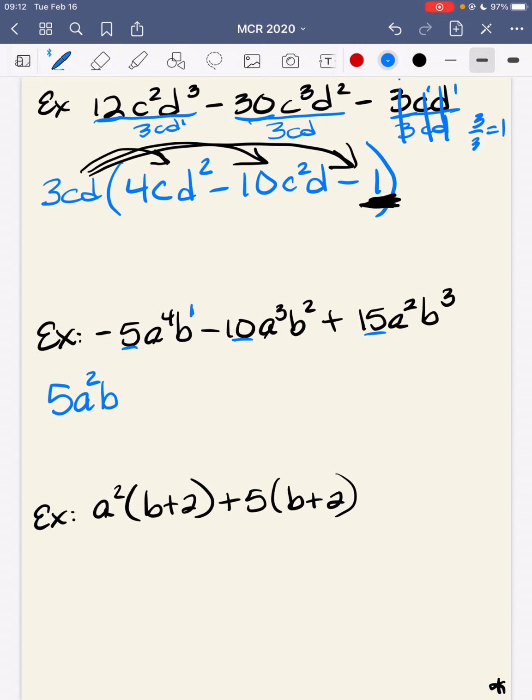But in general, when your first term is negative, we want to pull out a negative. And we'll get more practice with that as we go. But I'm telling you, we're going to pull out a negative. All right. What happens is now we've got to divide all this by negative 5a squared b.